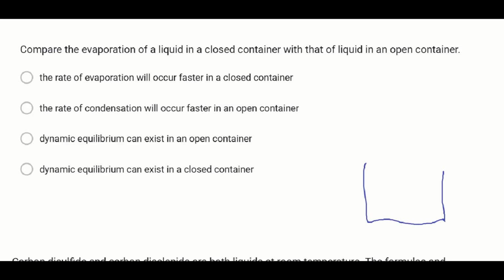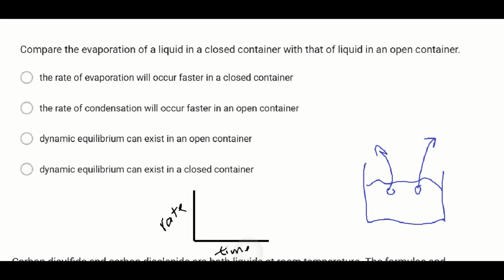If you have an open container of a liquid, those particles at the surface that have enough kinetic energy are going to leave the liquid phase into the vapor phase. That's called evaporation. If this is rate and this is time, this blue line represents the rate of evaporation. It's constant. Now, in an open container, there's minimal condensation, because if this is open, the wind is going to blow those evaporated particles away. They're going somewhere else, and this liquid is going to continue to evaporate until it dries up.